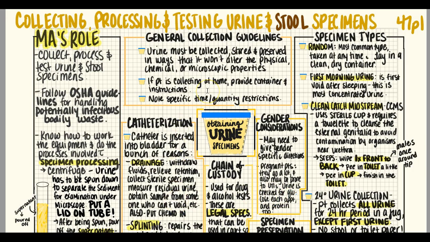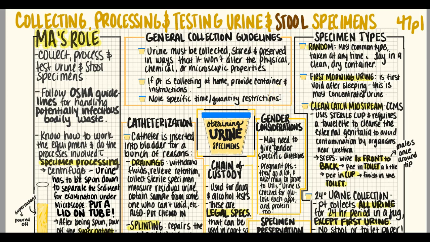But it's important that it is collected, stored, and preserved in a way that is going to allow it to be tested appropriately. If the patient is going to be collecting the specimen at home, then they need to be provided with a container and very clear instructions on how to collect the specimen and store it so that it is compliant with the instructions up here in this first step.